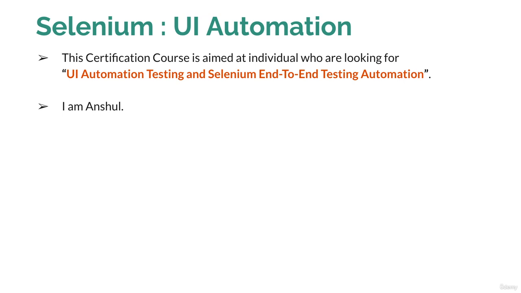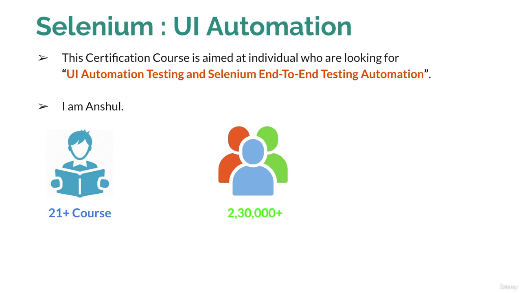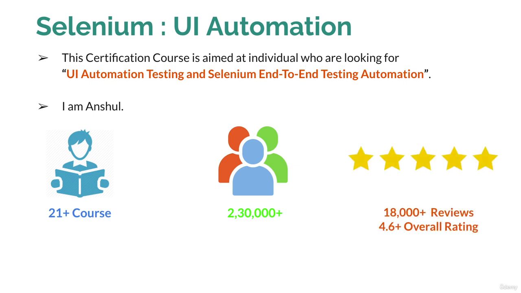On my Udemy profile, I have a total of 21 plus courses, and as of now more than 200k people are learning with our courses. We have overall 18,000 plus reviews, and the overall instructor rating is 4.6, which is a very good rating. So all I can say is you are at the right place, and if you choose this course, you will not regret it, because this is a perfect course for those who are looking for UI automation or who want to start with Selenium.